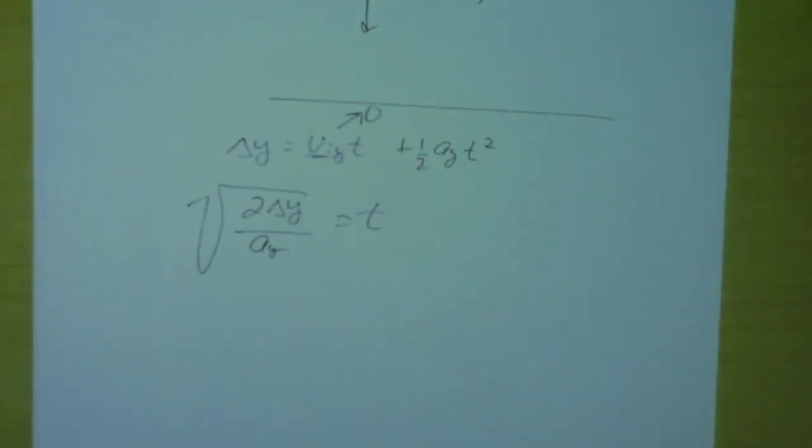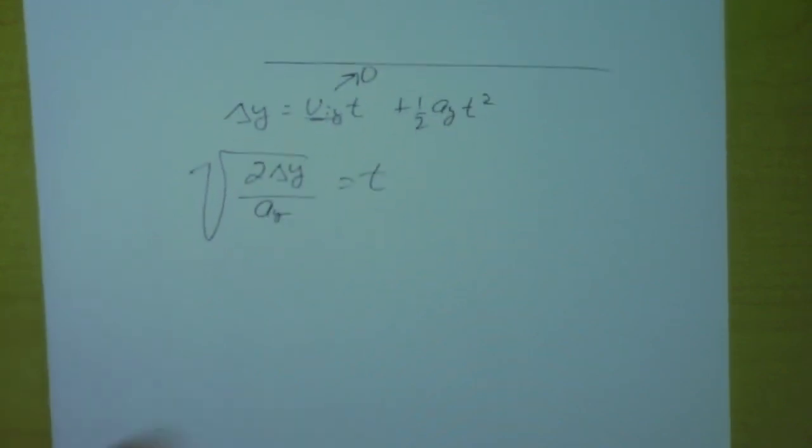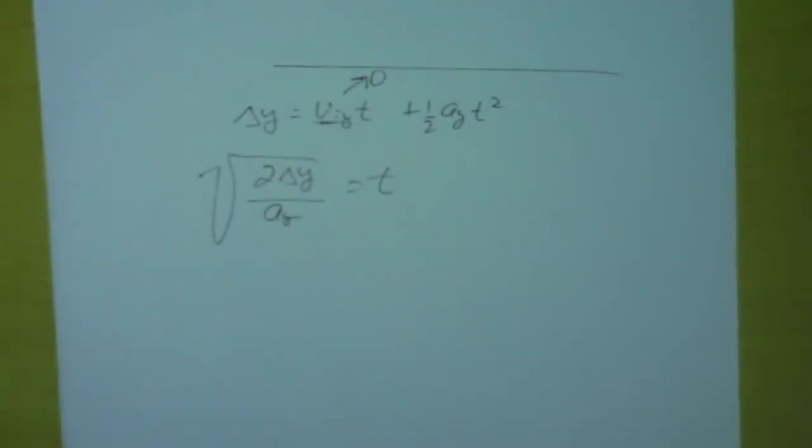So I get this equation because the initial velocity in the y is 0. Delta y is the same. The acceleration in the y is the same. The time's got to be the same. Okay? Excellent. Any questions on this one? All right, very good.